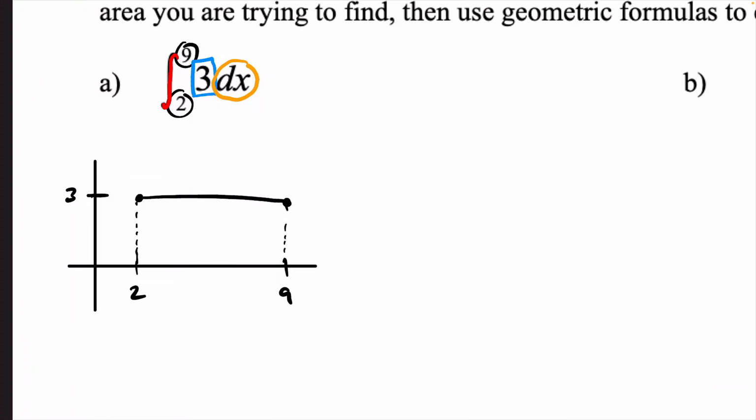So my job now is to find area under the curve. What shape is that? It's a rectangle. It's a 7 by 3 rectangle. That area is 21. So the area under the curve for this guy is 21. Without drawing that picture, you probably would never have known that it was a rectangle. Okay?